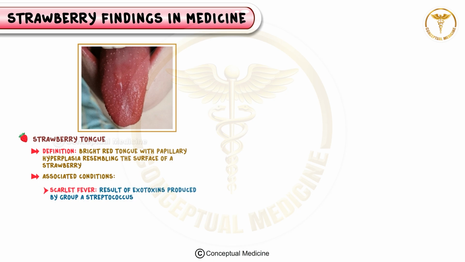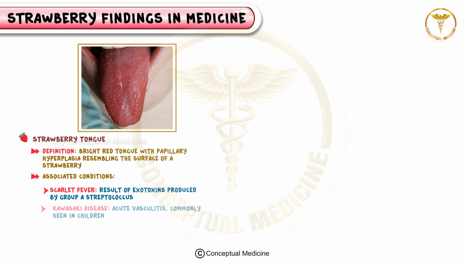The first is scarlet fever, caused by toxins from group A streptococcus. Initially, there is a white coating on the tongue that later peels off, revealing the characteristic red appearance. Patients with scarlet fever may also present with a sandpaper-like rash.